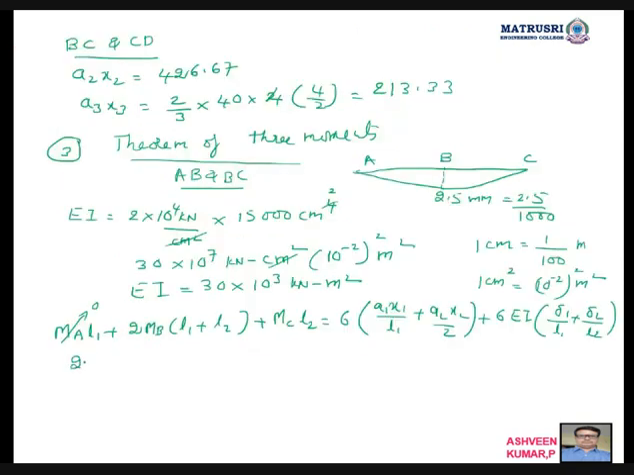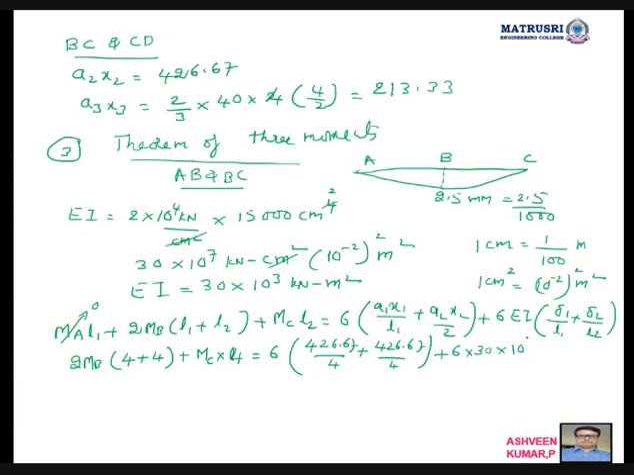Then I'll come to 2MB L1. All L1, L2, L3 are 4 only. Then MC into 4 is equal to 6 into A1 X1. A1 X1 is how much? 426.67 by 4. This is also 426.67 by 4. Then plus 6 into 30 into 10 to the power of 3.